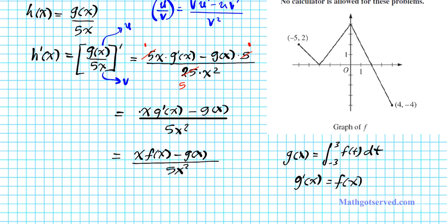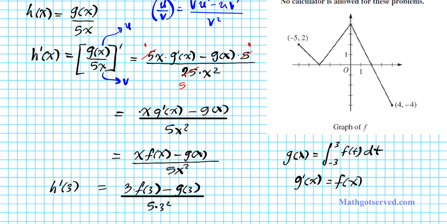Alright, now we found the derivative. Now to finish this off, we just have to evaluate the derivative at the specified point. So let's go ahead and do that. We want to find h prime of 3. So we're just evaluating this expression when x is equal to 3. So we have 3 times f of 3 minus g of 3, divided by 5 times 3 squared.